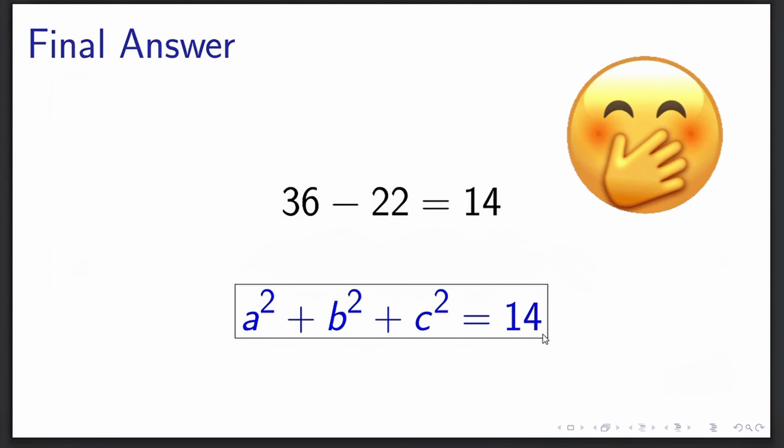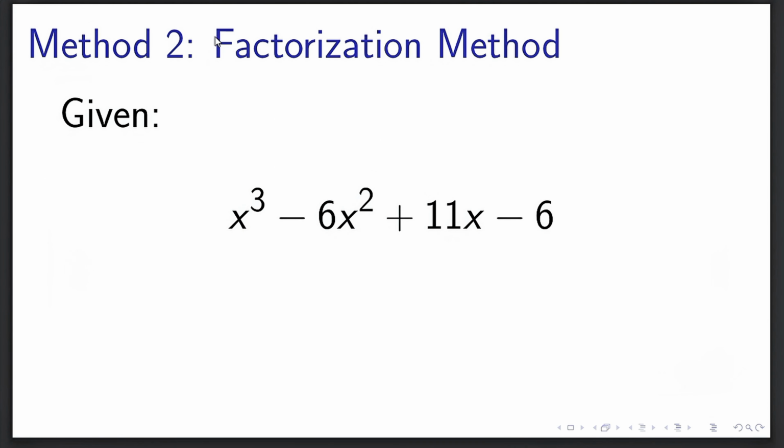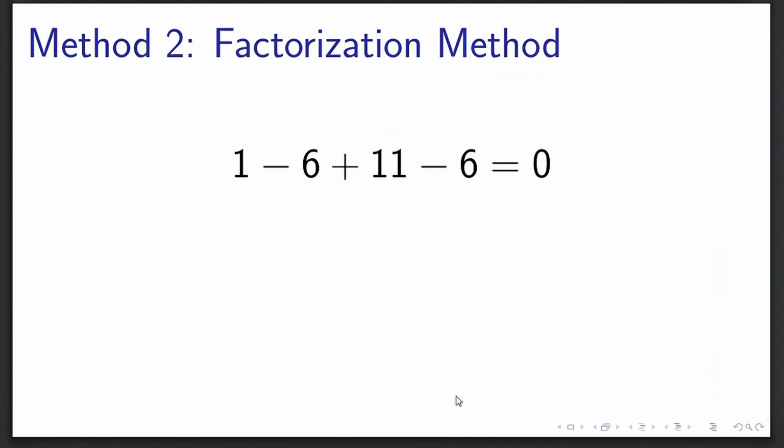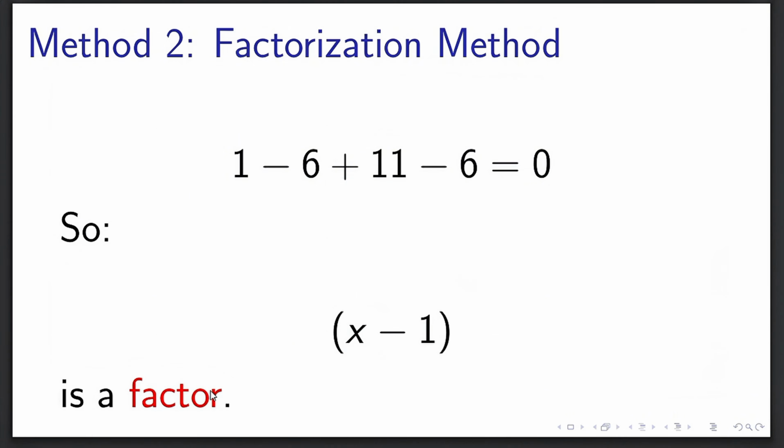Now let's start another method, which is a factorization method. We know that we have expression x cube minus 6x squared plus 11x minus 6. I'm going to use the hit and try rule to find one root, and by using the hit and try rule, I will try x is equal to 1. When I substitute this value into the given expression, I will get 1 minus 6 plus 11 minus 6 is equal to 0. This means x minus 1 is a factor of our given equation.